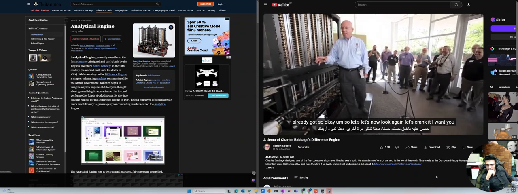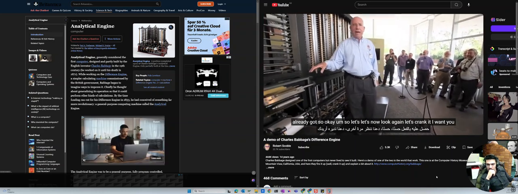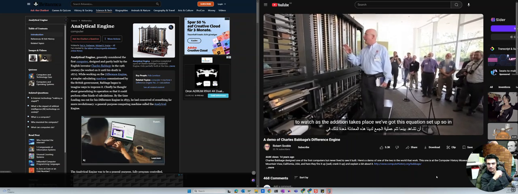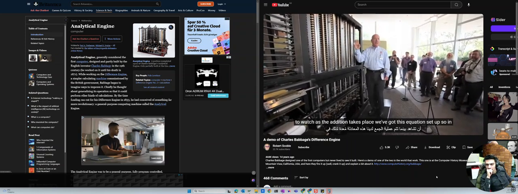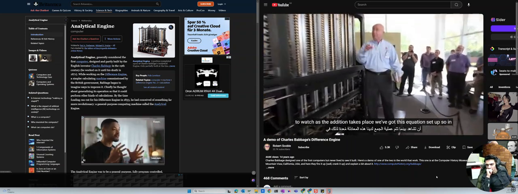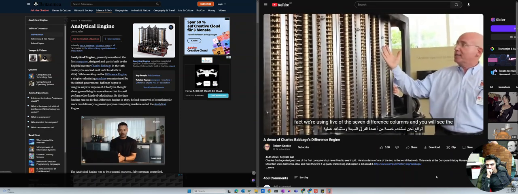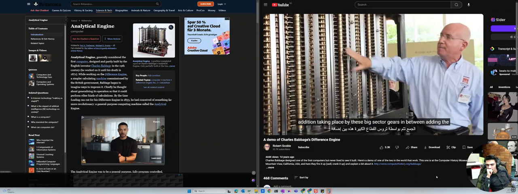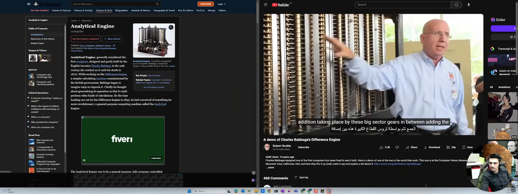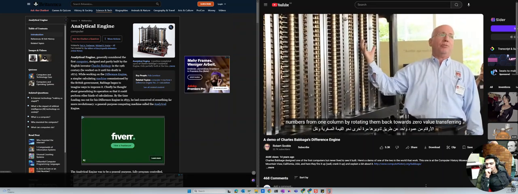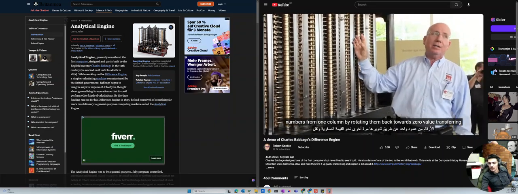So, okay. So let's now look again. Let's crank it. I want you to watch as the addition takes place. We've got this equation set up. So in fact, we're using 5 of the 7 difference columns. And you will see the addition taking place by these big sector gears in between, adding the numbers from one column by rotating them back.